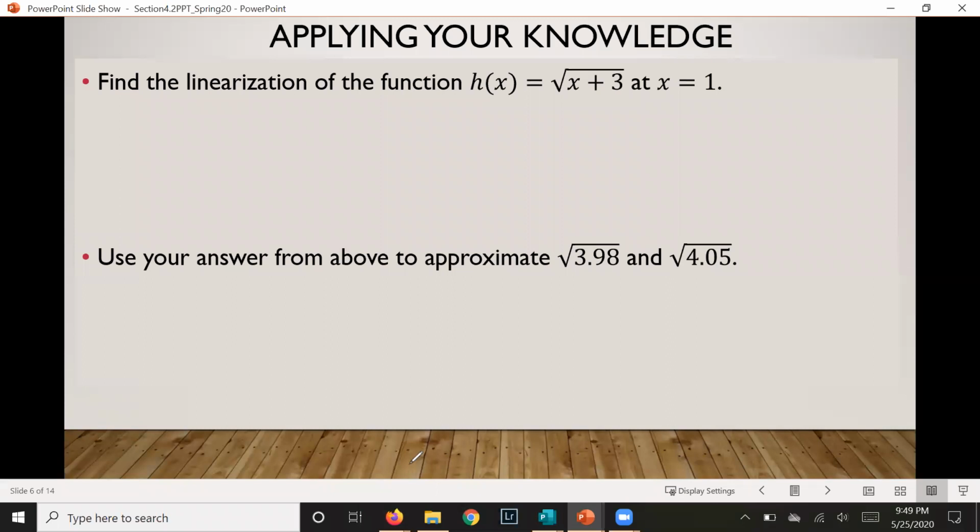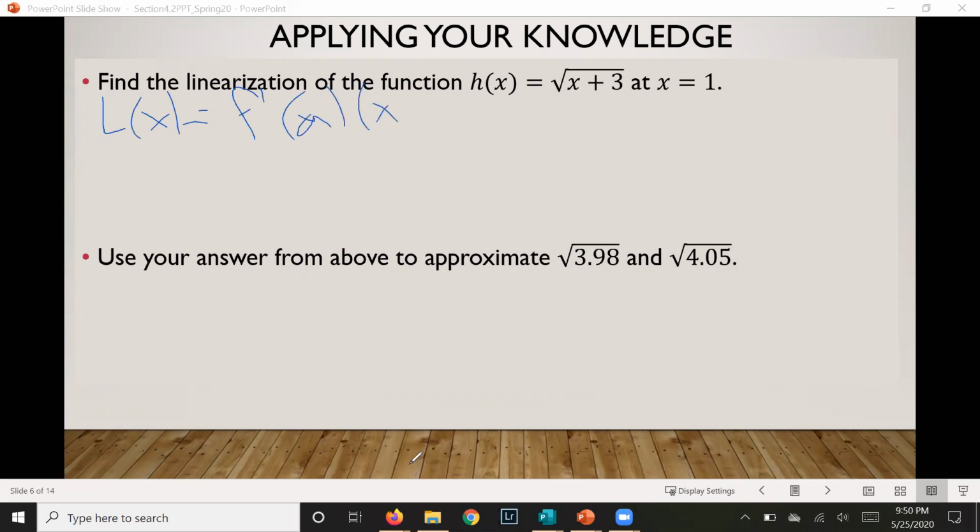So here, what we want to do is to find the linearization. We're going to use this formula, L of x equals f prime of a times x minus a plus f of a. So you can see there's some things we have to identify here and find. We need to find f prime of a, figure out what a is, and then find f of a. Well, a is just the point we're finding the tangent line at, so that'd be x equals 1, or just 1. To find f of a, we plug in 1 into our function here.